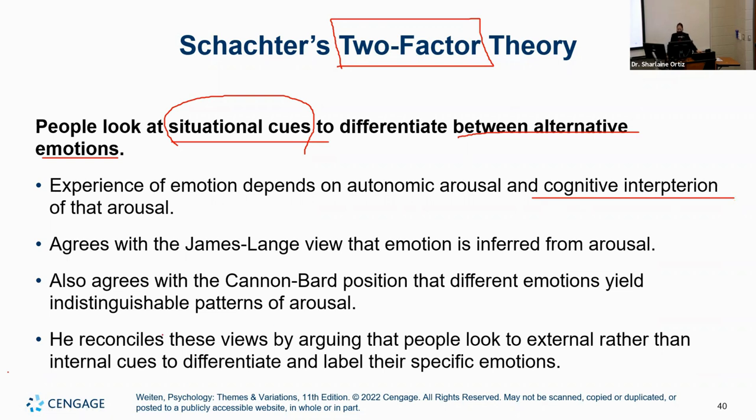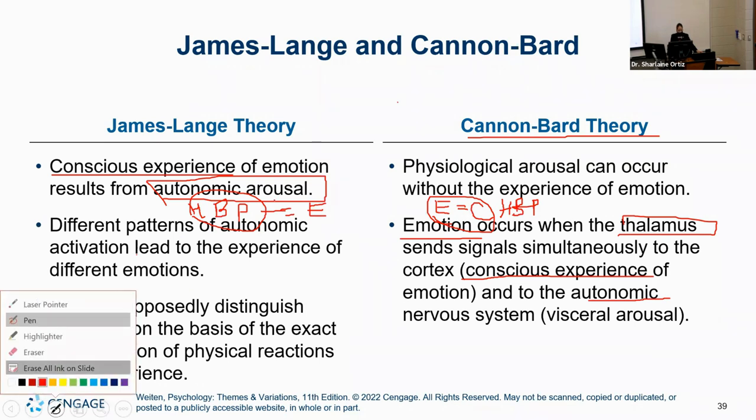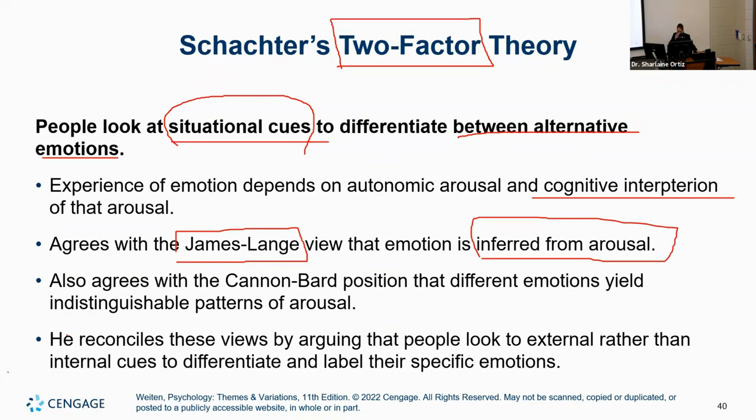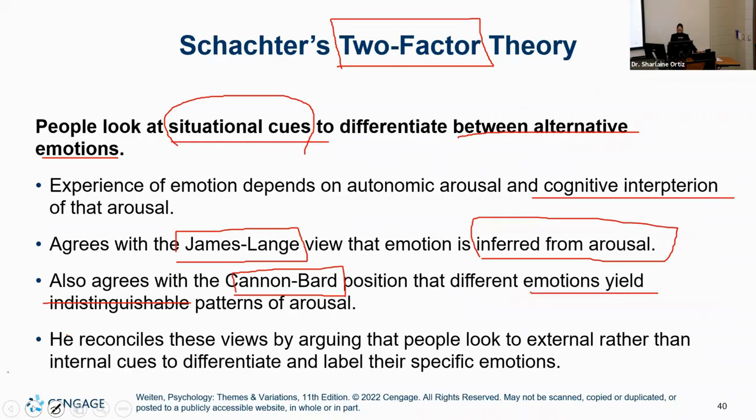Now, it's relatively similar to James-Lange, because we are going to infer our emotion from arousal, right? Just like James-Lange proposed. We are going to have that interpretation of emotion because of our arousal. So that they have in common. It also agrees with Cannon-Bard because of the position that different emotions may be indistinguishable. Remember that Cannon-Bard says they occur simultaneously. So they're perhaps indistinguishable from one another.